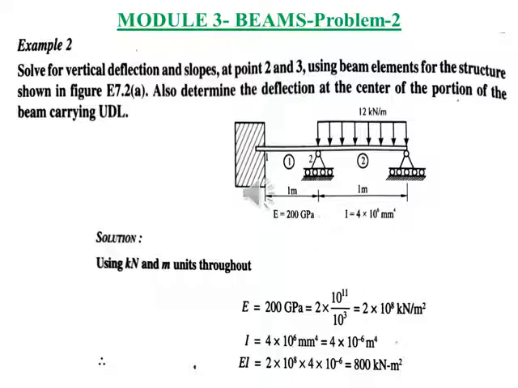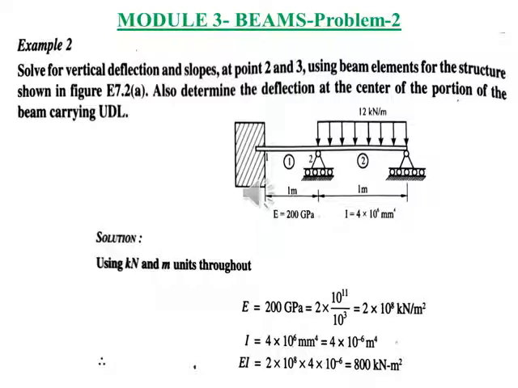So here you can see node 1 is completely fixed, node 2 is free to move in the x-axis, and node 3 is also simply supported with the roller supports. So you can clearly see 3 nodes and 2 elements are there. For element 1 the length is 1 meter, for element 2 also the length is 1 meter. Modulus of elasticity is 200 gigapascals throughout for both element 1 and 2. Moment of inertia is 4 into 10 power 4 millimeter to the power 4.